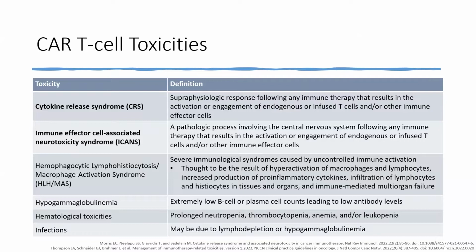Prolonged cytopenias can also occur that can last for weeks to months. And these patients are often managed with transfusion or growth factor support. And then finally, infections, which can be caused by both the lymphodepleting chemotherapy that the patient receives, as well as hypogammaglobulinemia. And for this reason, CAR T patients will be on antimicrobial prophylaxis for a period of time.